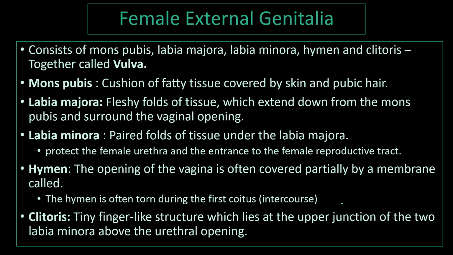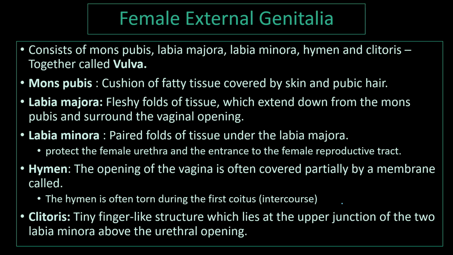Now let us talk about the female external genitalia. Now again, you just need to know the basics. They consist of the mons pubis, labia majora, labia minora, hymen and clitoris, as we discussed earlier, and together we can refer to this as the vulva.